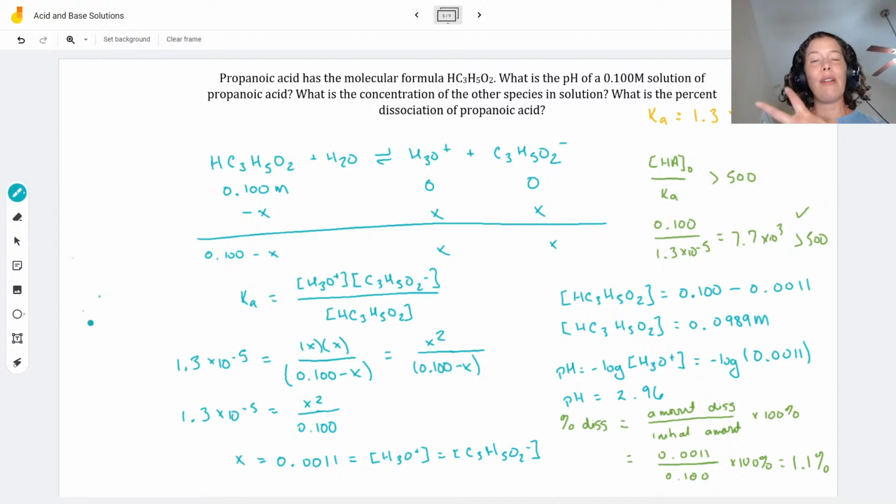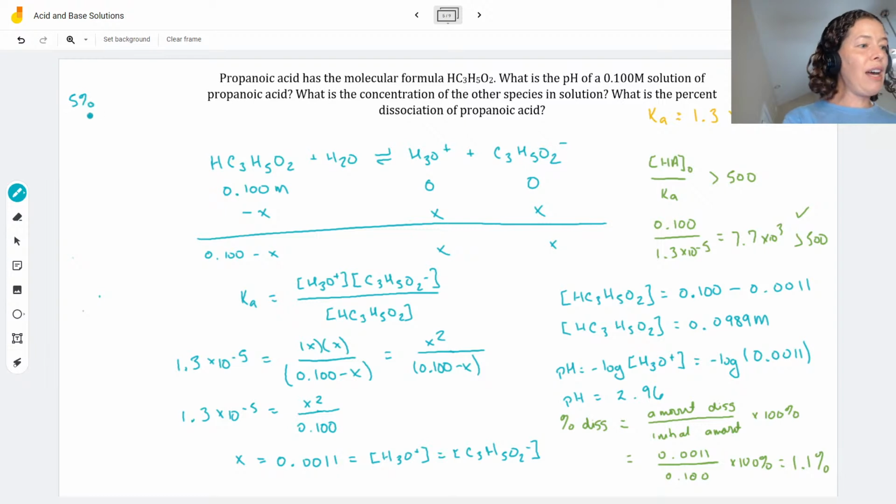So there are really 2 different tests that we can do to see if we can make this assumption. And what we assume is that x is so small, it's really not changing, in this case, that 0.1. And you can see when we calculated the concentration of our propanoic acid, it's 0.1 minus 0.0011. And the other test you can do is called the 5% rule, and it's really just calculating the percent dissociation, but I'll put it up here.